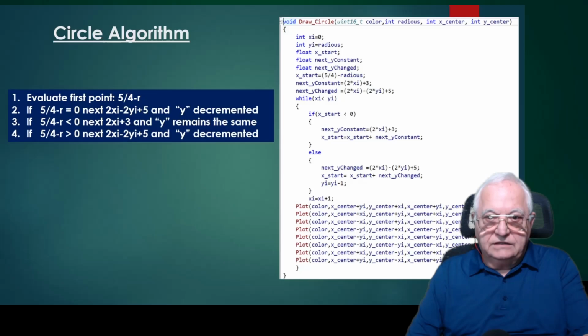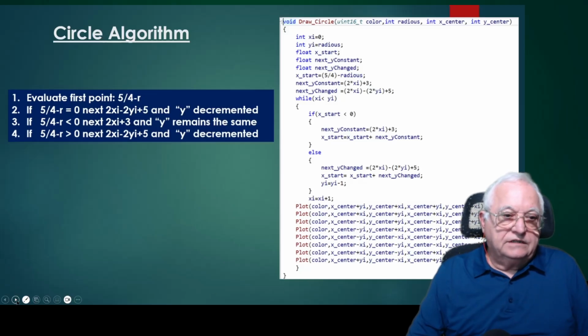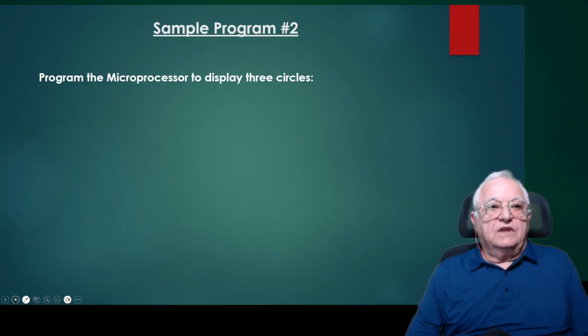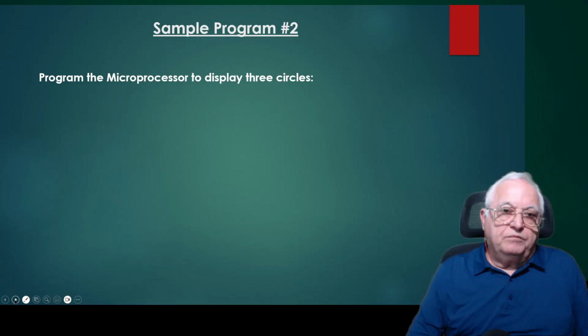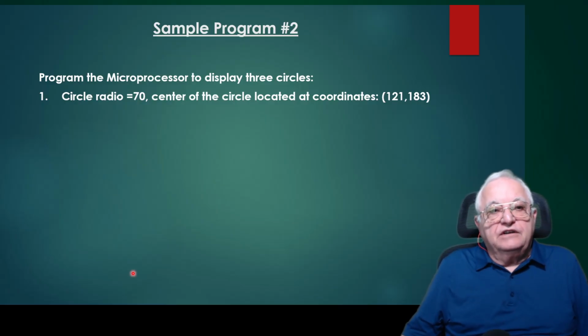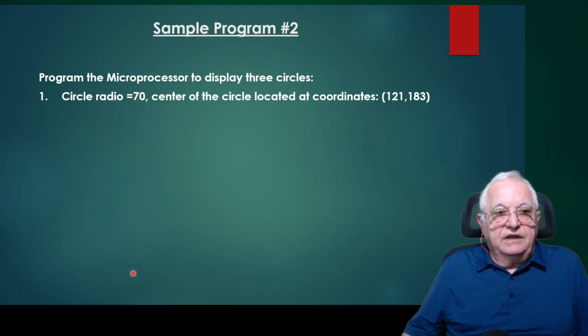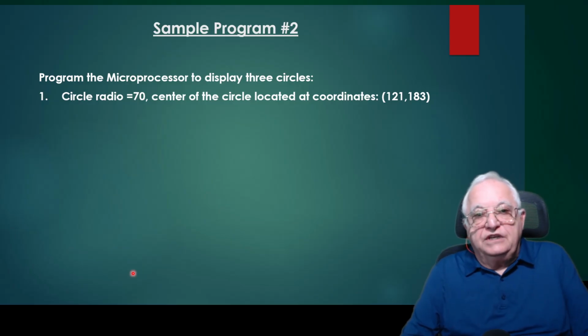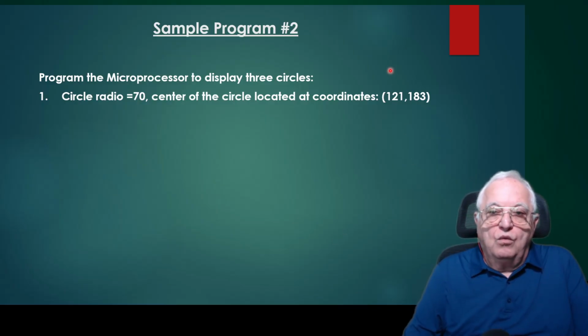Okay, so let's look at an example. We're going to write a program that is going to display 3 circles. The first circle is going to have a radius of 70, and it's going to be centered at location 121,183.